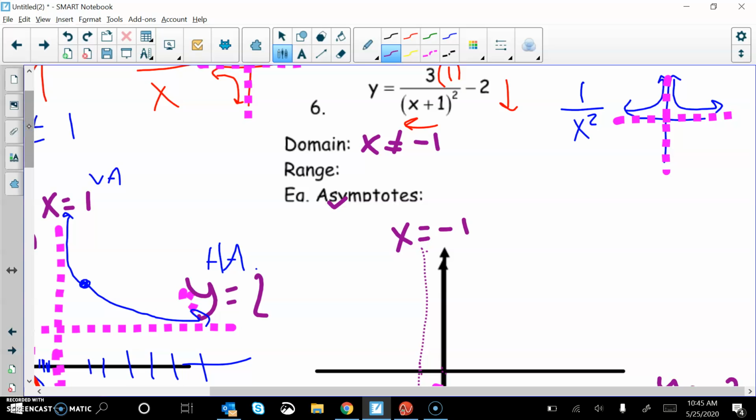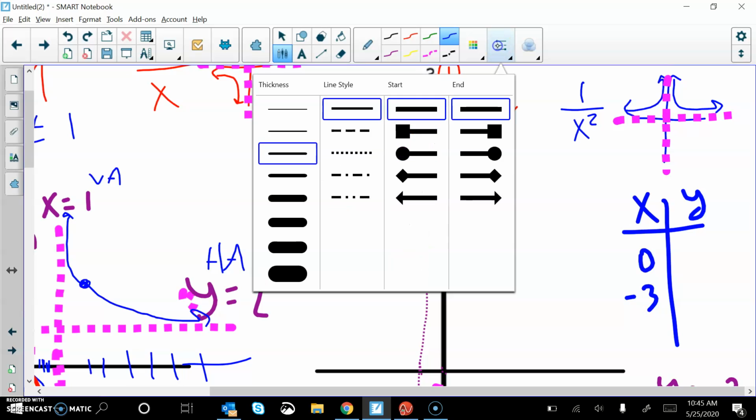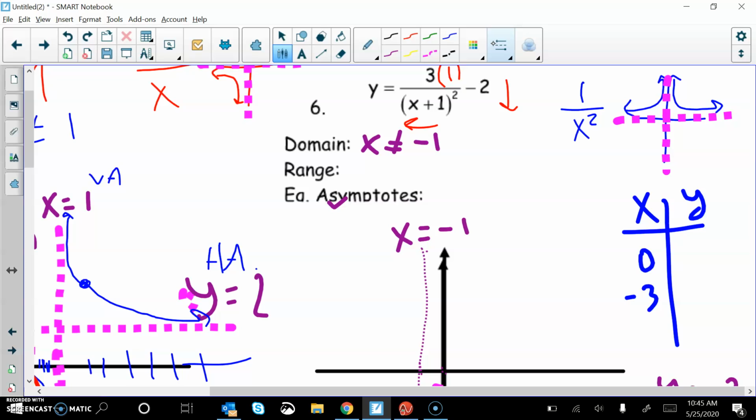Let's pick some points on either side of the vertical asymptote. So let's pick 0, it's always nice to work with, and let's go negative 3. Plug it into the function. Plug in 0. Plus 1 is 1. Squared is 1. 3 divided by 1 is 3, minus 2. So we're going to get 1 right here. So we have that point.